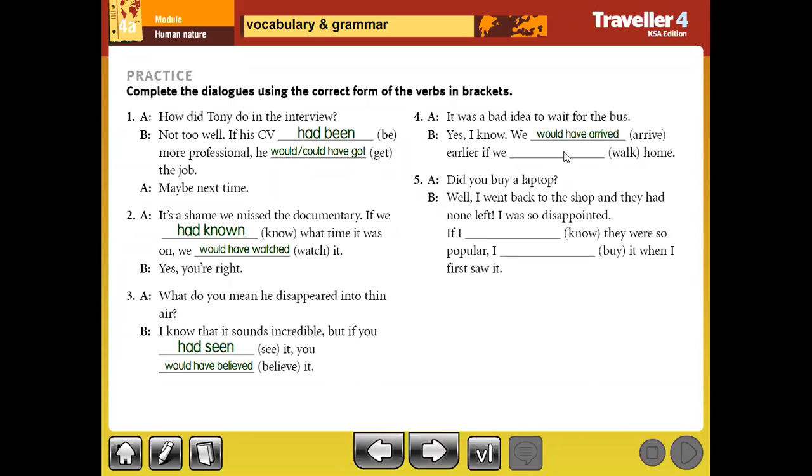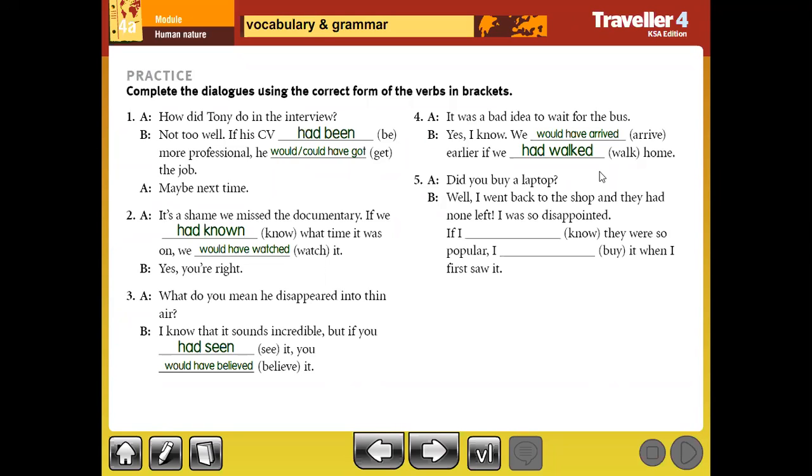because this is the main clause earlier. So the if clause will consist of the past perfect. So here we will use had walked. We would have arrived earlier if we had walked home.